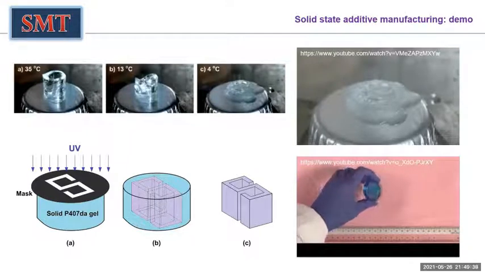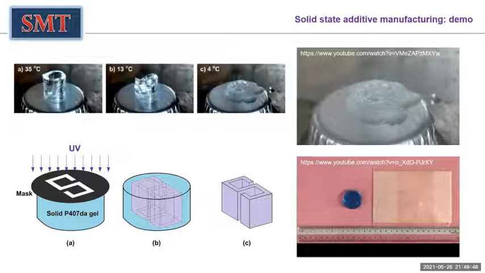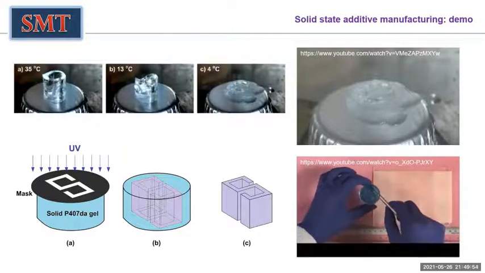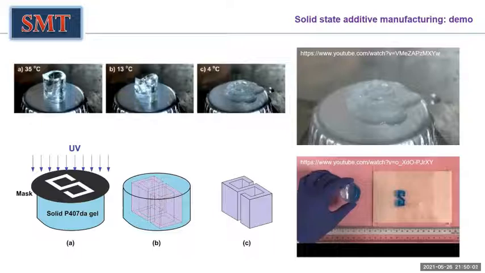Now the whole thing is in solid state. And then we can cool it in a 4-degree fridge. And then we can take the cross-linked part out. You can see the shape actually is distorted. So we need another important phenomenon, the shape memory effect, in order to make sure that what is printed is precise.